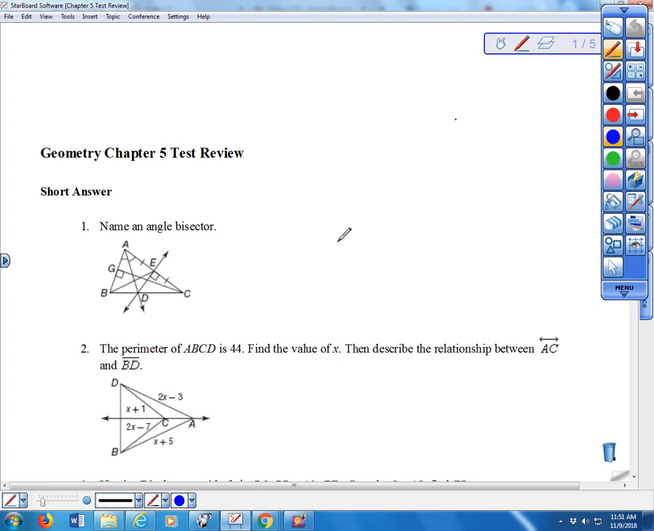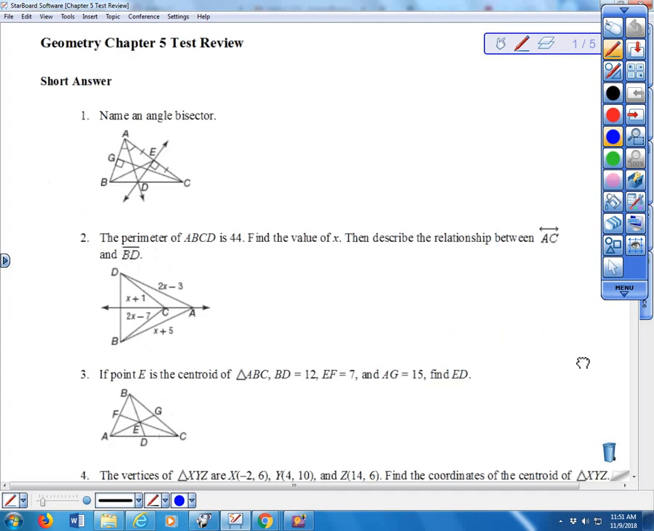Okay, so the first question, name an angle bisector. Yep, an angle bisector means it's a ray or a line that bisects an angle. So we would be looking for markings that show an angle is being split into two equal parts. There's only one vertex that has those markings. That's vertex A, which means AD must be the angle bisector. Make sense?